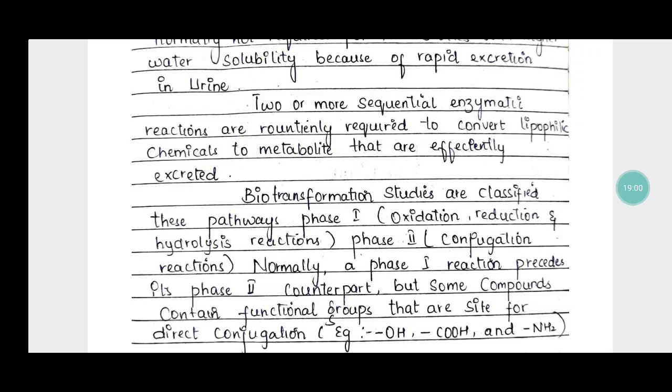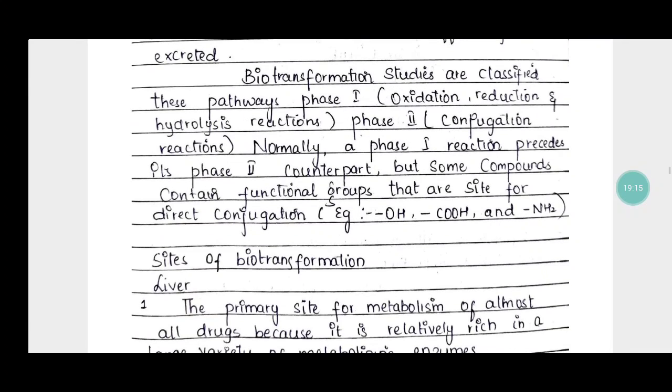In phase 1, the pathways are oxidation, reduction and hydrolysis reactions. In phase 2, the pathways are conjugation with glucuronidation, conjugation with acylation, conjugation with methylation, etc. Some compounds contain functional groups that are sites of direct conjugation, for example hydroxyl group, amino group or carboxylic group.